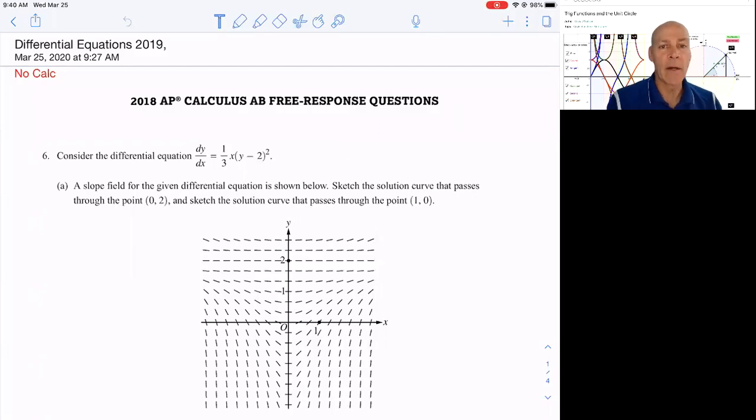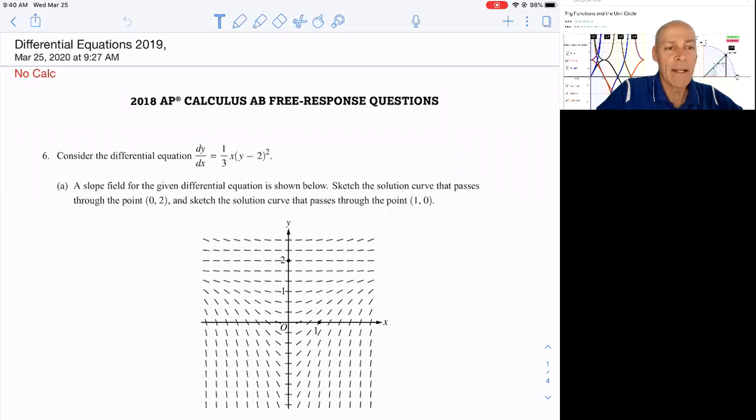We're going to start talking about differential equations, and we're going to start with the differential equation problem from the 2018 exam. It was number 6. These are usually no-calc problems, usually come toward the end of the exam. Of course, this year there's no telling when you'll see it or anything about that. So let's go ahead and dive in.